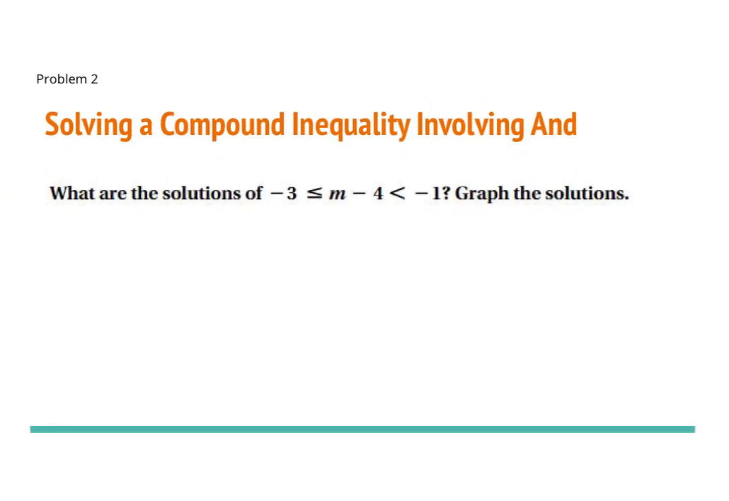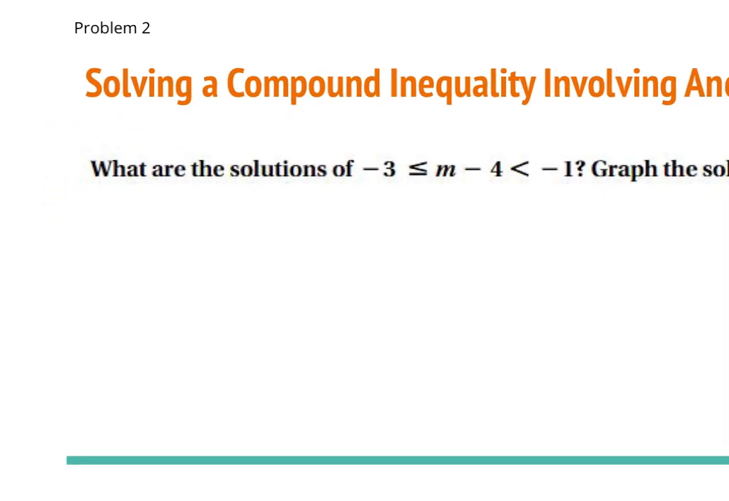Okay, solving a compound inequality involving and. What are the solutions of -3 less than or equal to m minus 4 less than -1? And we're going to graph those solutions as well. So from here, what we have to do is get our variable alone. Like we normally do, m is our variable, so we want to get rid of that -4.